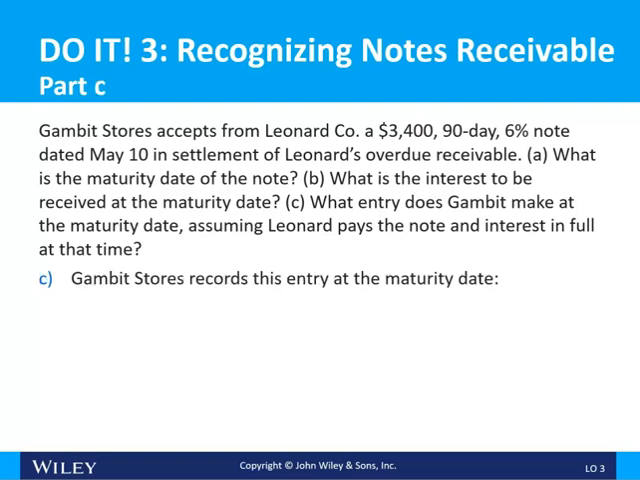And finally, what entry does Gambit make at the maturity date, assuming Leonard pays the note in full and interest at that time? We're going to debit cash for the face value plus the interest, so $3,451. Credit notes receivable for the face value, $3,400, and then credit interest revenue for the interest, $51. So that's the entry that we would make on the maturity date when it's paid in full.